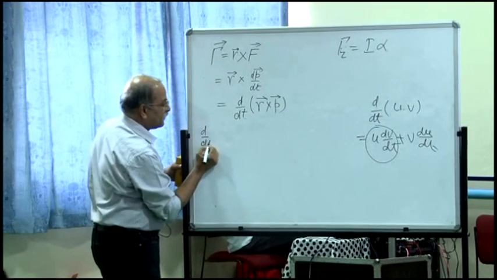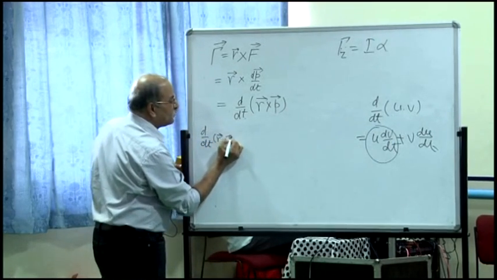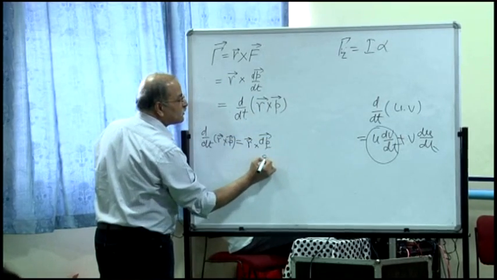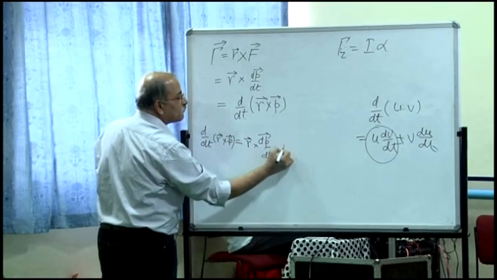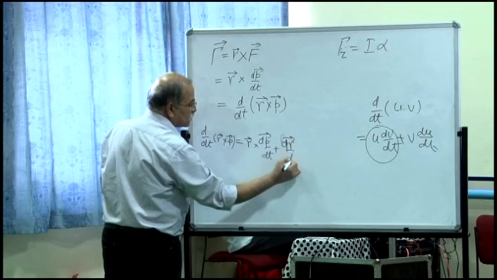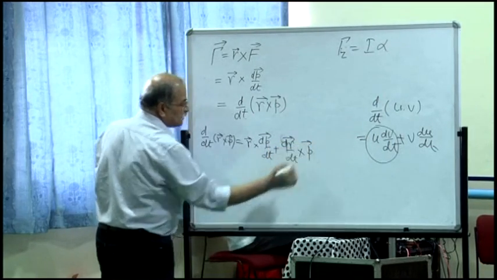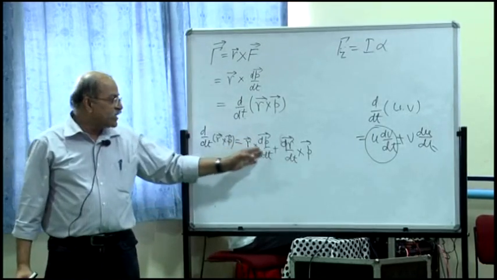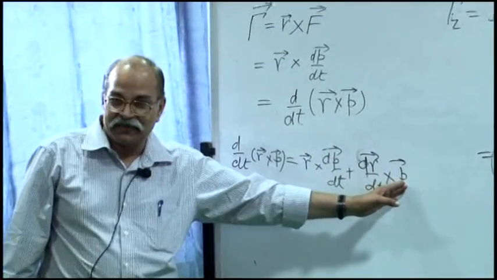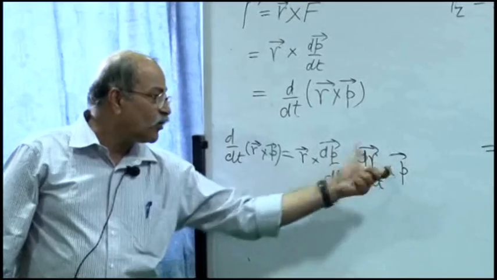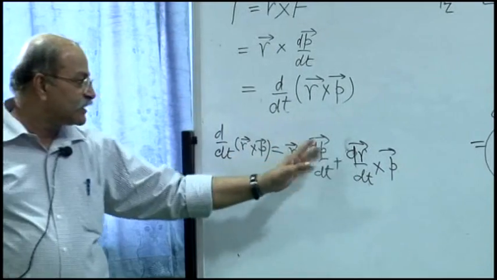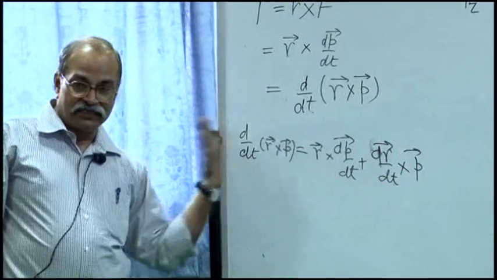d/dt of r cross p will be equal to r cross dp/dt plus dr/dt cross p. Differentiate one, keep the other intact. Differentiate the other one and keep the first one intact. I should not change the order because cross product is not commutative. Therefore, in both the terms I have written r on the left, p on the right.